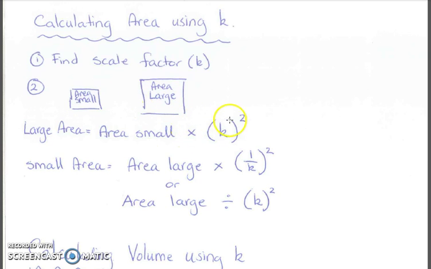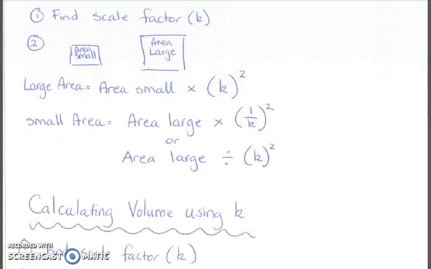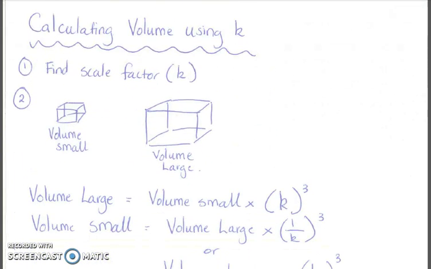Then, because area is squared, we square our K factor. So if you're going to find the large area, do your small area times our K factor squared. And a couple of examples there of how to work backwards if we want to find the small area and they've given us the large area. Two examples, whatever works best for you. With volume, it's the same process.